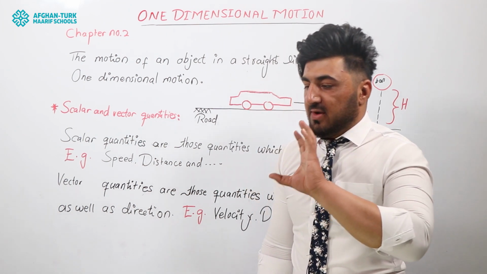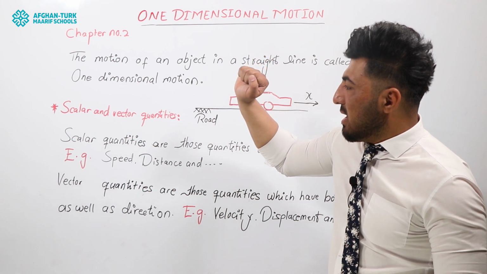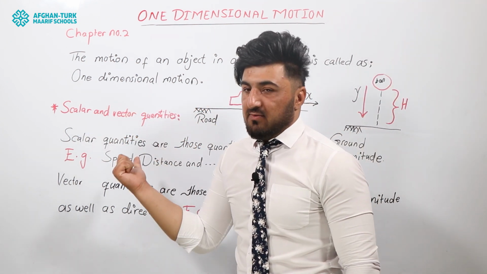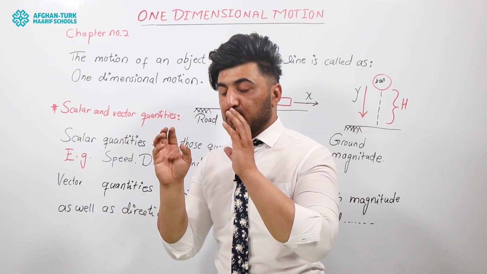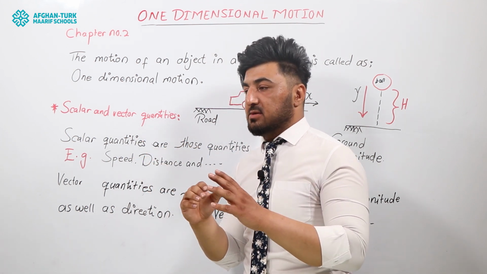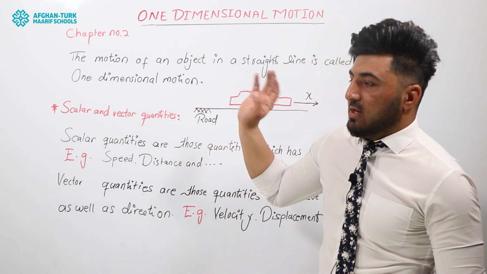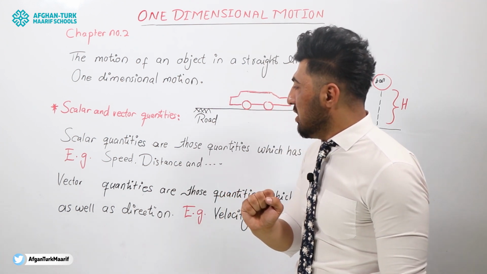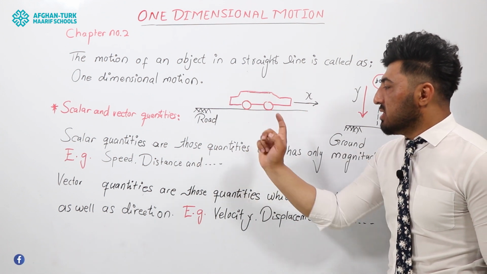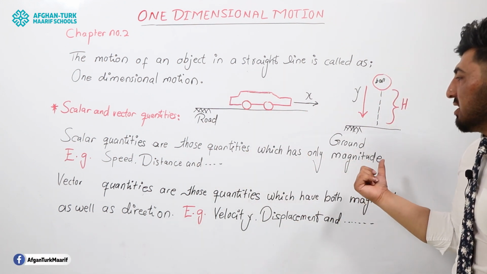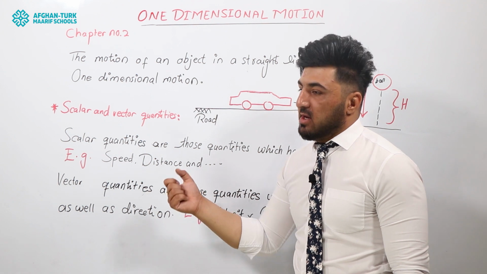Students, there are some phenomena related to one-dimensional motion, like scalar and vector quantities. In order to solve the equations of one-dimensional motion or the problems related to kinematics, you have to know the difference between scalar and vector quantities. So what is a scalar quantity? Scalar quantities are those quantities which have only magnitude. As an example, speed, distance, time, and so on.